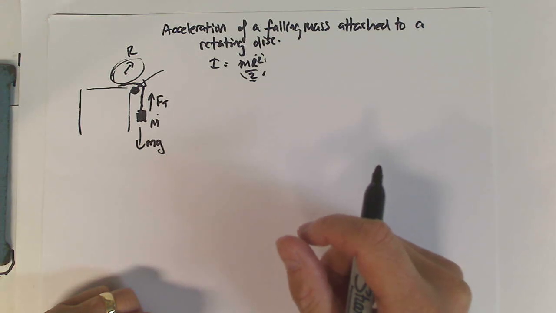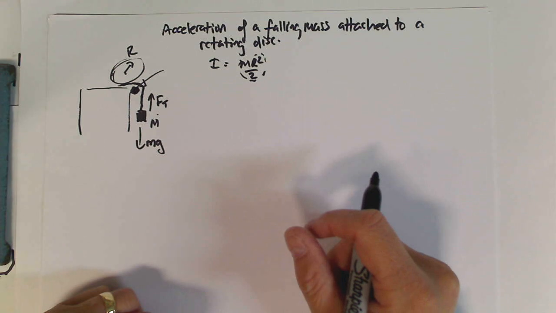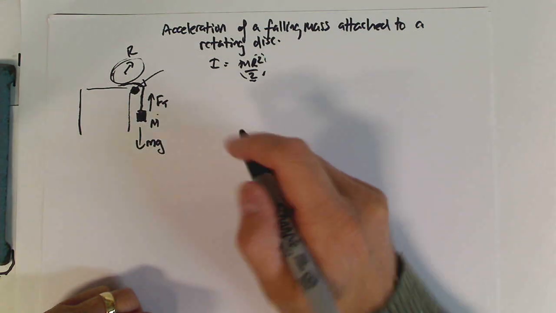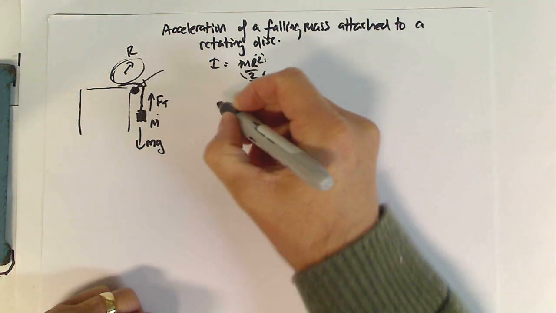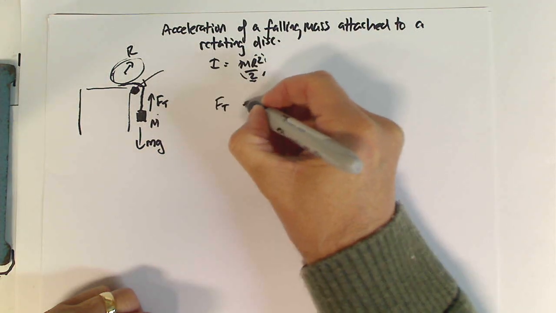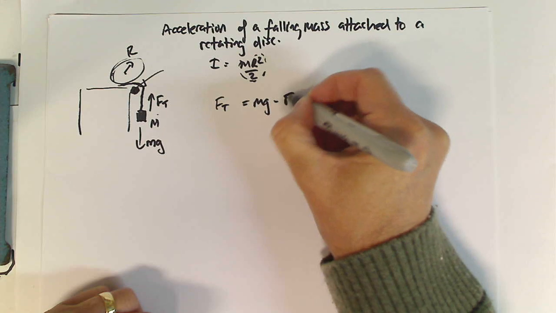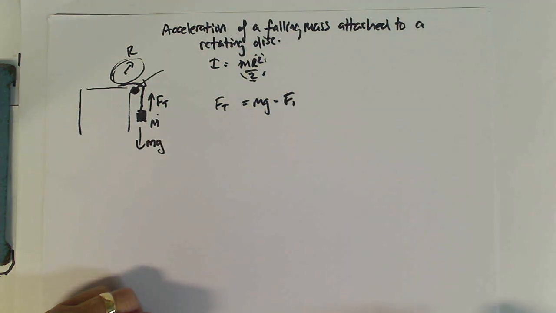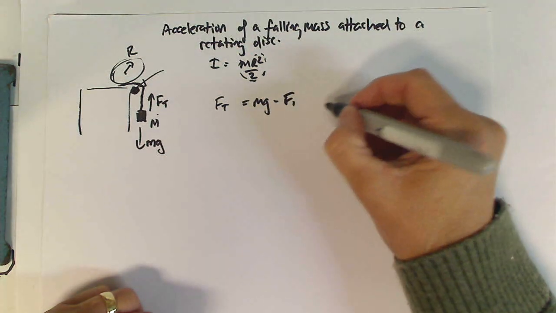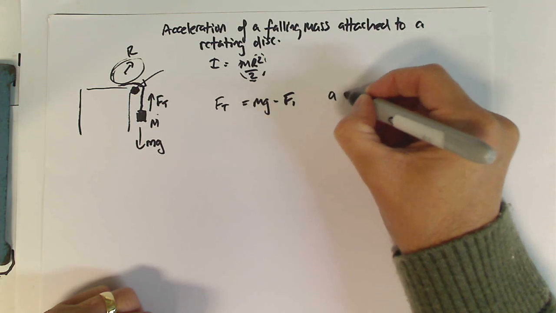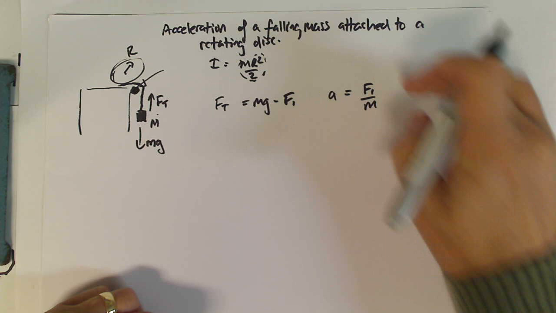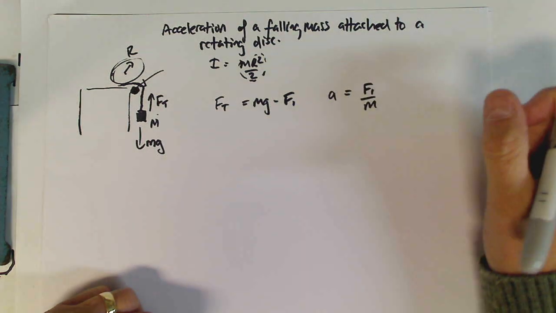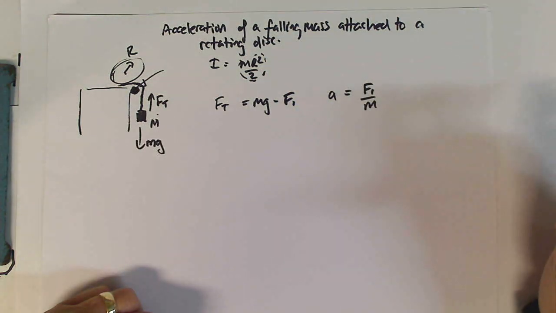We'll identify another force, the net force. So mg, or the tension force here, is going to be equal to mg minus F1. We've identified F1 as the net force. So a is also going to be equal to F1 divided by m. Net force divided by the mass will give the acceleration of the falling mass.